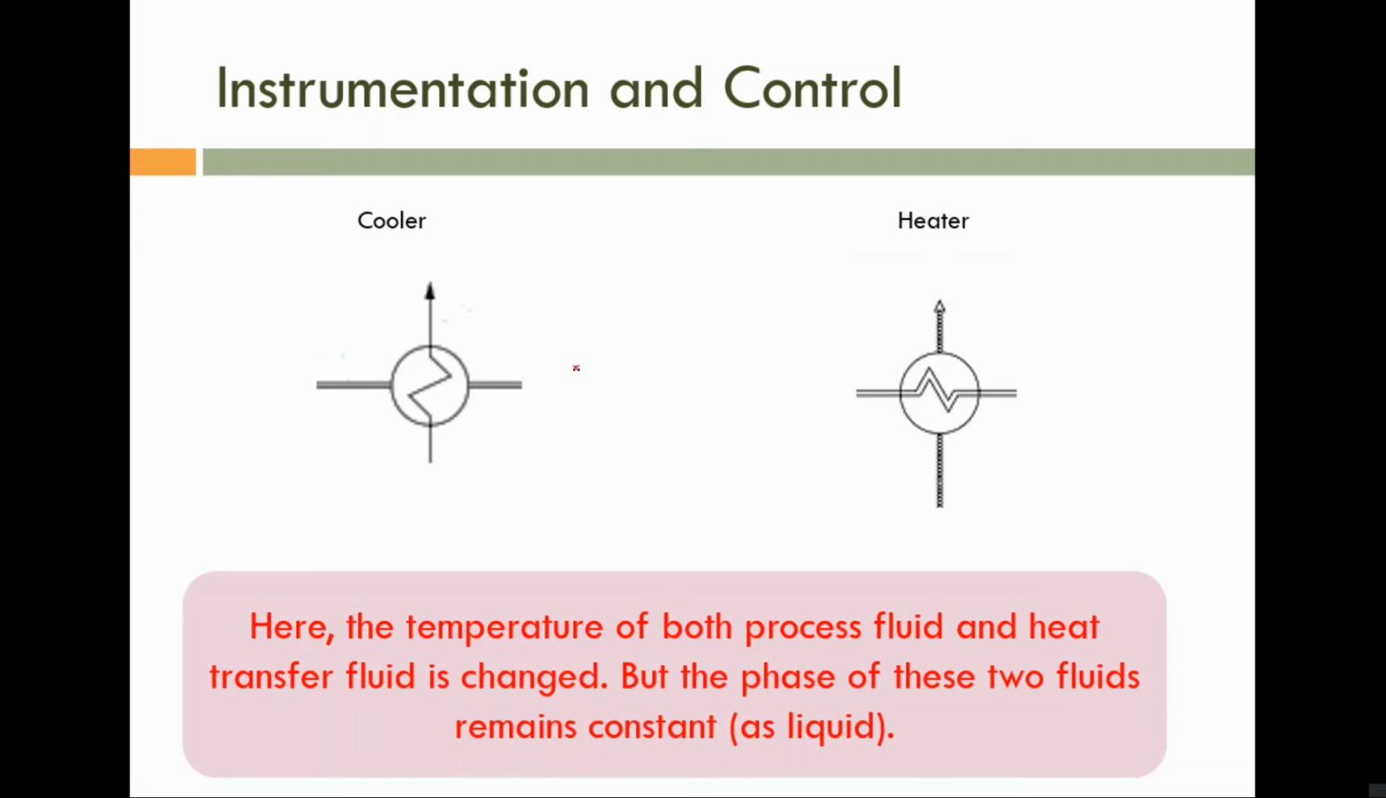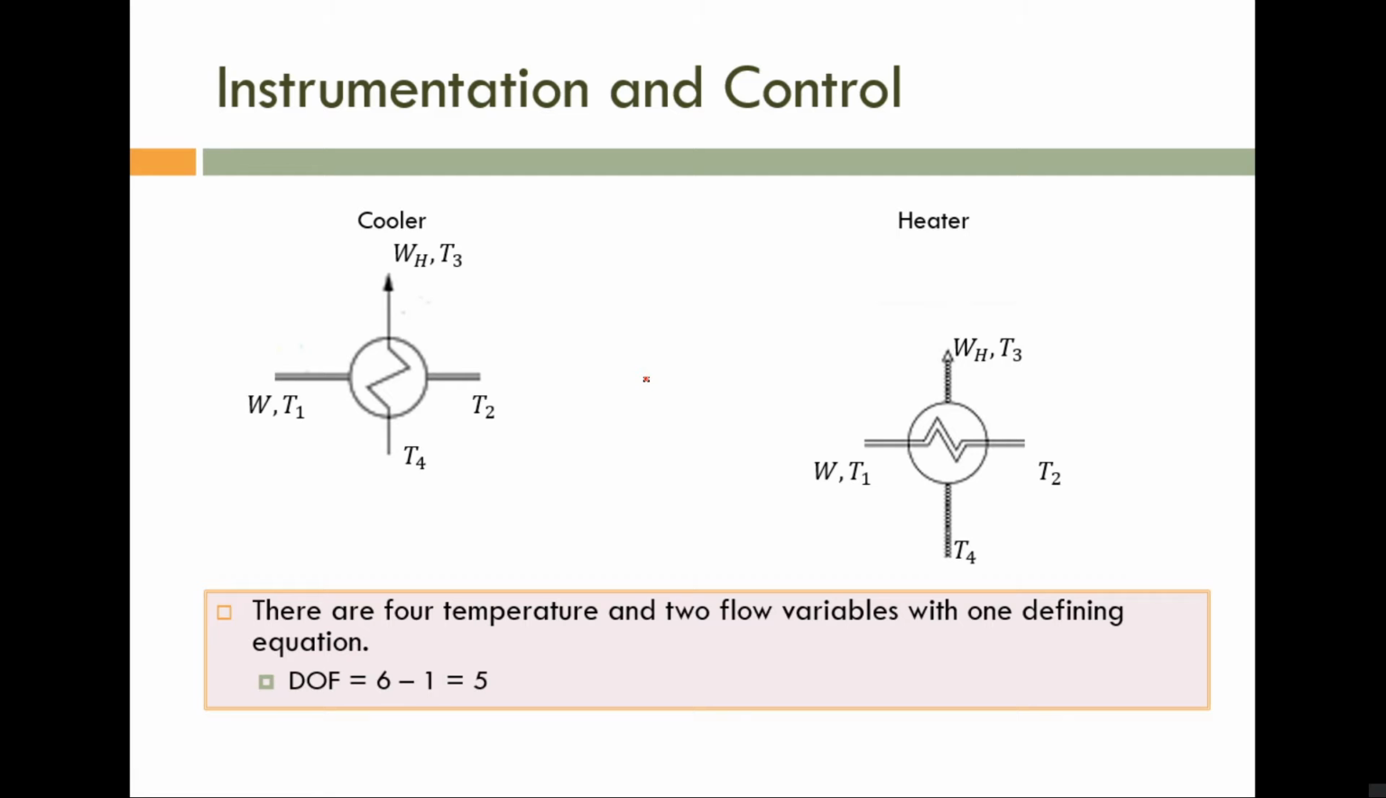Okay. So due to this, the degrees of freedom of both the cooler and the heater is 6 minus 1, that is equal to 5. There are 4 temperature and 2 flow variables, so 6 independent variables are there and 1 defining equation is there. So the degrees of freedom is 6 minus 1 equal to 5. Is it clear, all of you?